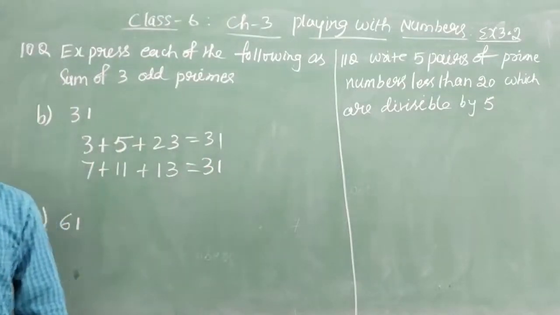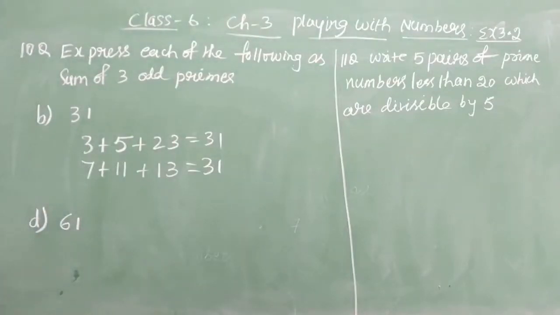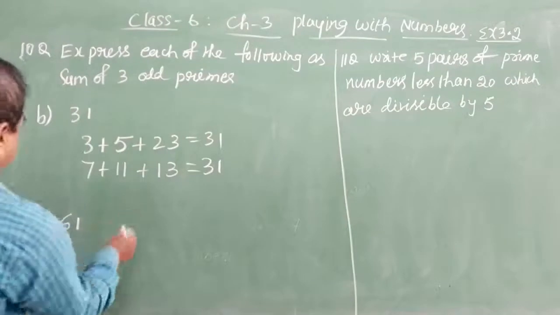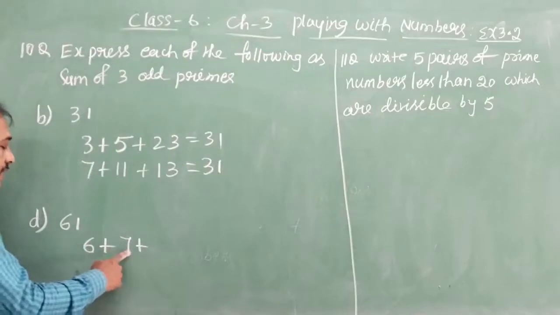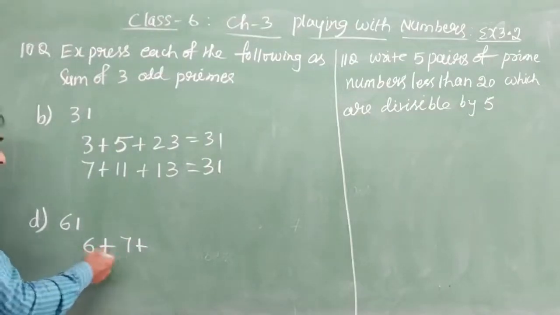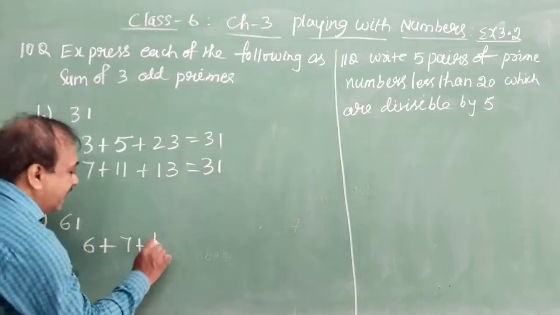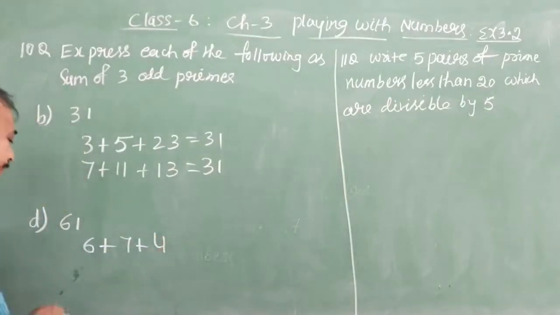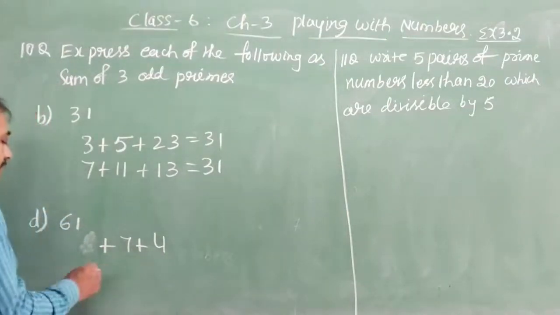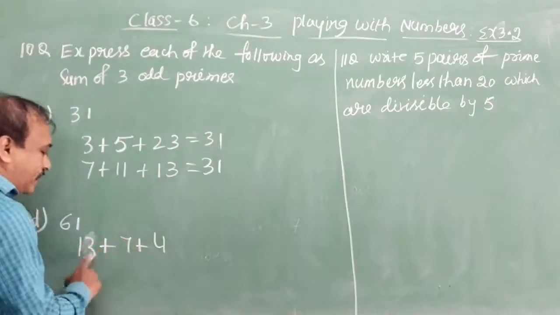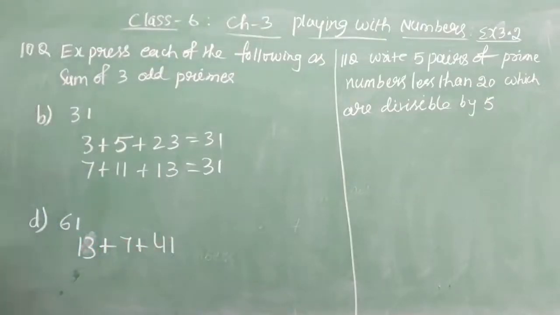Let us see part D, 61. For 61, what are all the prime numbers we can add? 6 is not at all a prime number, so here 6 is not a prime number. So take 7 and 13 and 41. Adding 7 and 13 gives 20, plus 41 gives 61. Like this you can write even one more pair if it is possible.